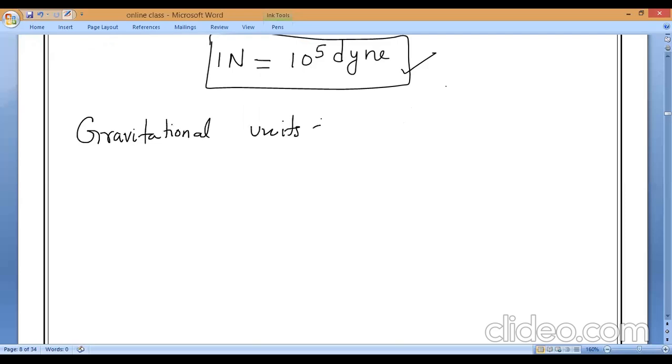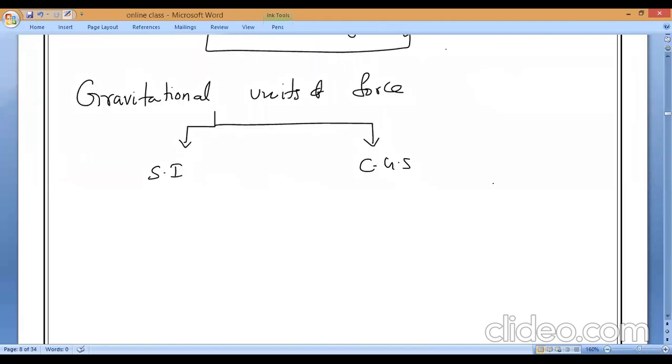Gravitational units of force. So again, here also, which unit? There will be 2 units again. One is the SI unit, and another one is what, guys? The CGS unit. Okay. So now, the SI unit of gravitational unit of force, the SI system.